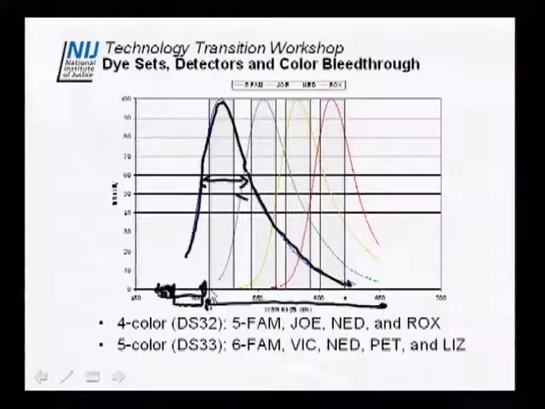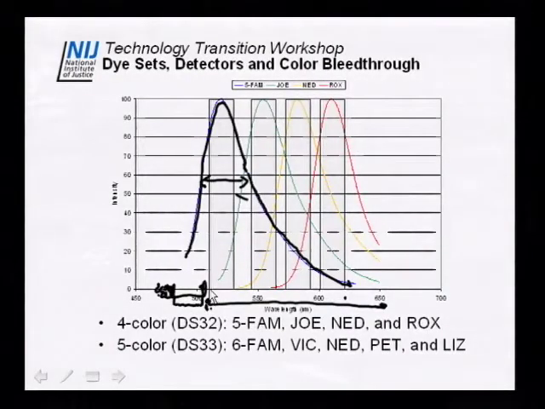Typically, the width of an emission peak of a dye is about 30 to 40 nanometers, and that's this width over here. So as you can see, it's really difficult to pack in more than about 4 or 5 dyes and have enough separation between them so that you can adequately detect them without any confusion in colors.